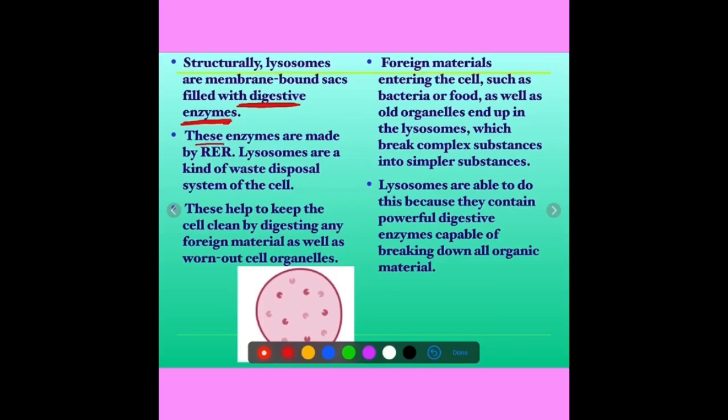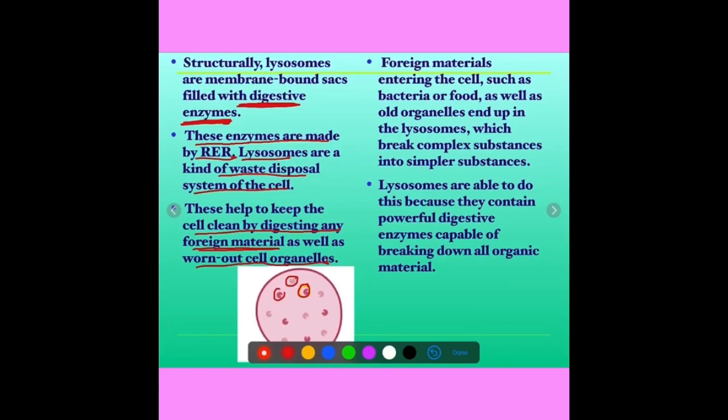These enzymes are made by the endoplasmic reticulum, and these lysosomes store them. They act as a kind of waste disposal system. How? It keeps the cell clean by digesting foreign material or worn out cell organelles. Whatever enters the cell, if that is a bacteria or a food material or a worn out cell organelle, then these lysosomes will combine with that and break these complex substances into simple ones. How? Because they have these powerful digesting enzymes.